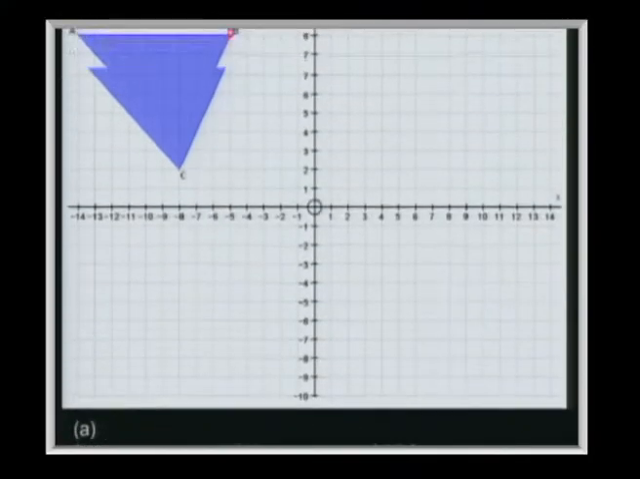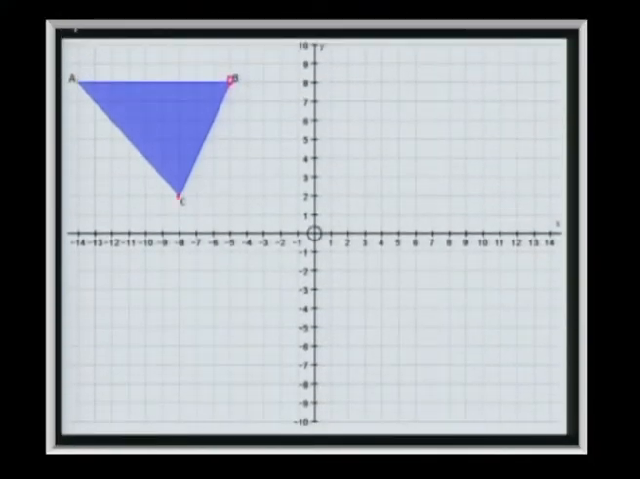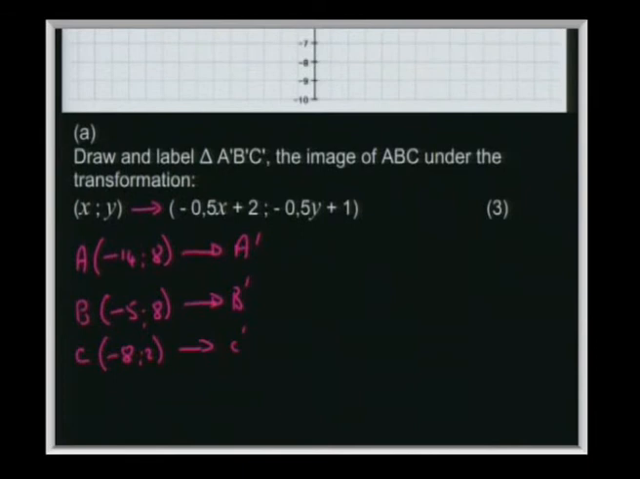Let's get the values for the coordinates of point C. C is the point -8, 2. And once again, that will transform to point C'.